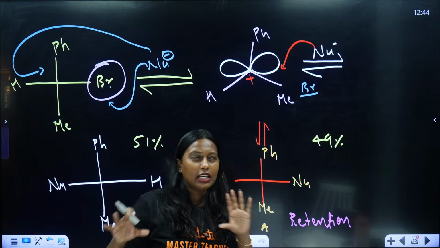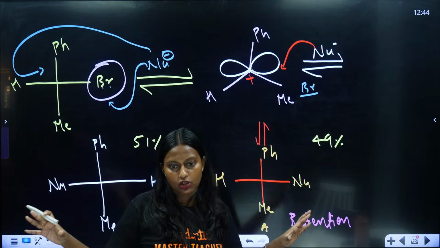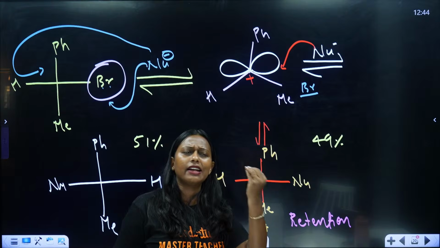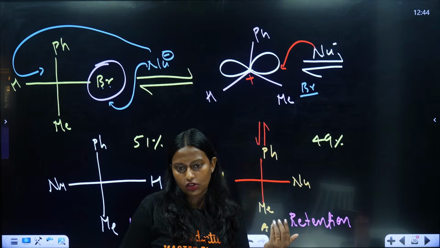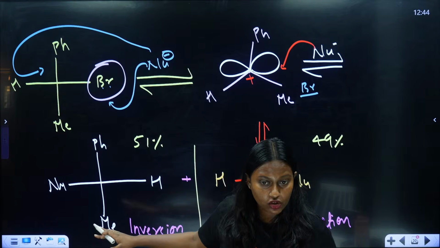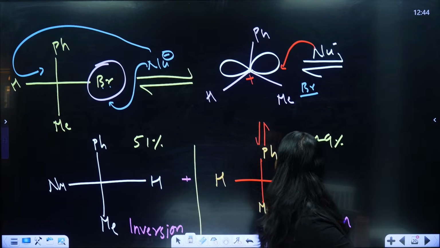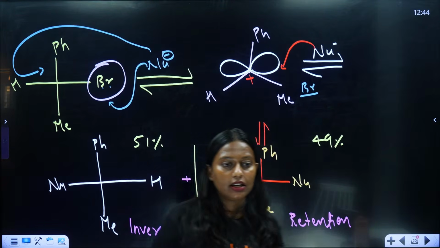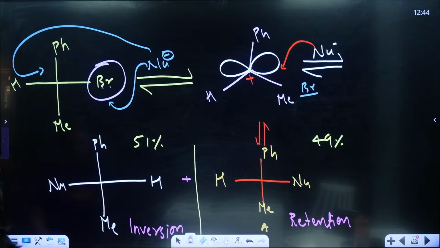But more and less does not mean a huge difference. It's like more than 50%. You can see the inversion product is like 51%, and the retention product is 49%. Is it clear, guys?